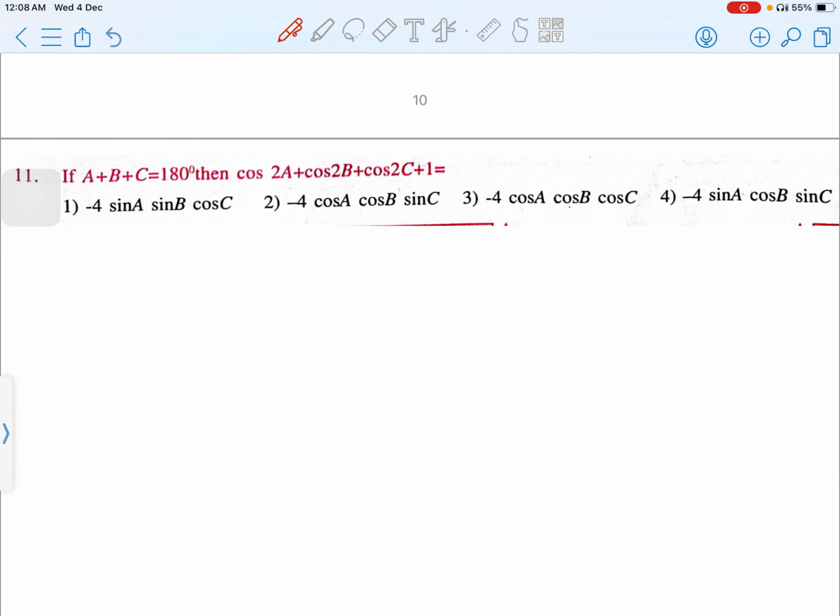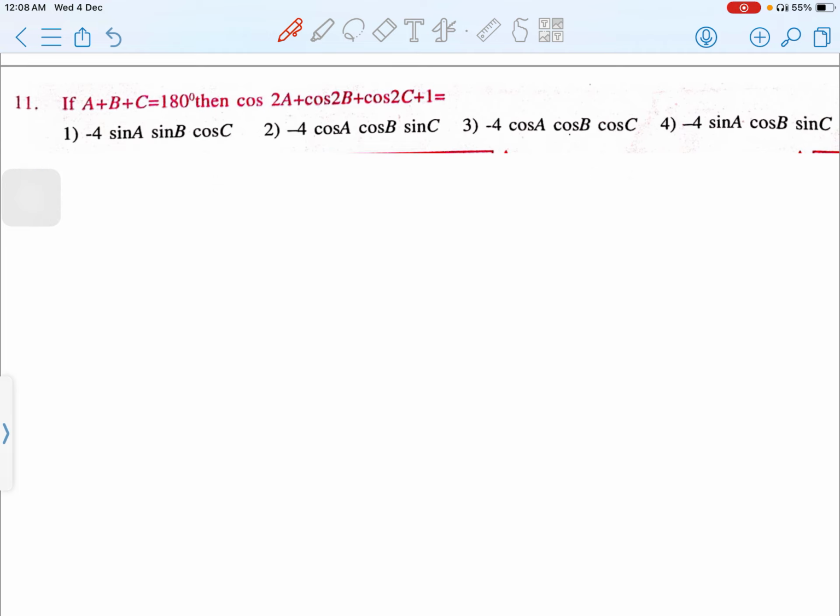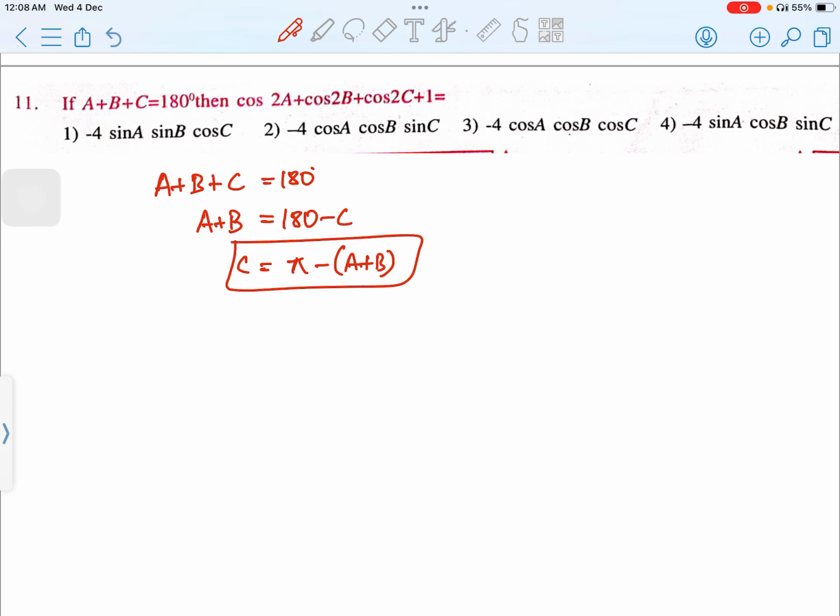So next one, a similar type of question only. Cos 2A, cos 2B and cos 2C is given. A plus B plus C is equal to 180, so A plus B equals 180 minus C. Sometimes when C is there, we will also use pi minus A plus B. Okay.